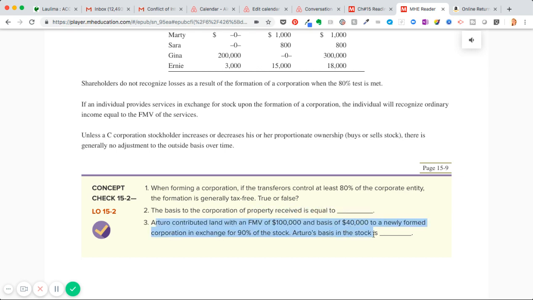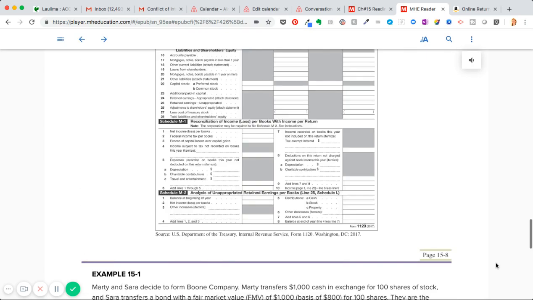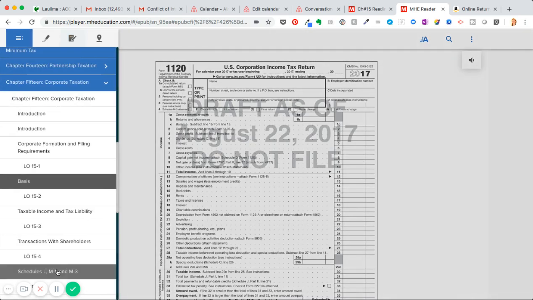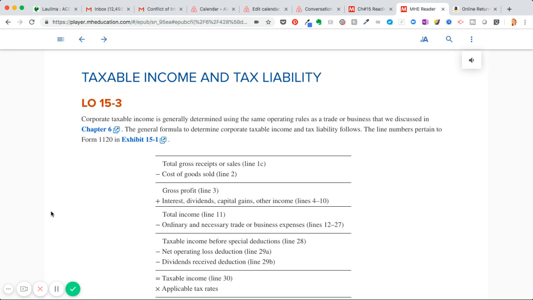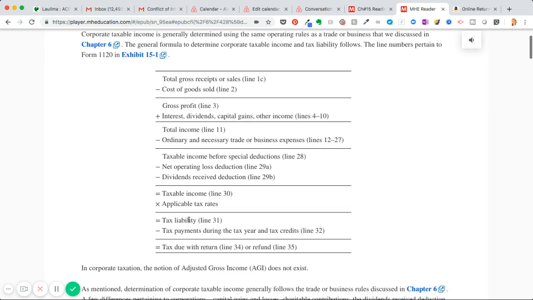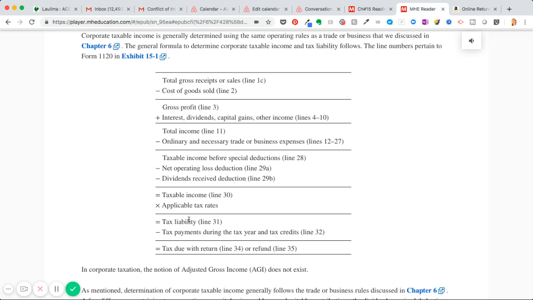Arturo contributed land with a value of $100,000 and a basis of $40,000 to a newly formed corporation in exchange for 90% of the stock. So his basis in the stock is his adjusted basis, right? What is his adjusted basis? $40,000. Now the inside basis of the company would be the $100,000. Okay. So taxable income and tax liability. This is an outline of how we get to tax due.